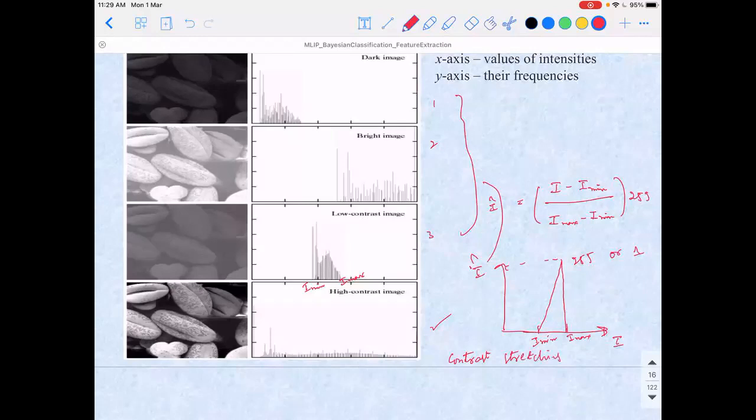Is this clear? This is linear contrast stretching, because I am linearly stretching it. I can even do it non-linearly or piecewise linearly. Piecewise linear means what?